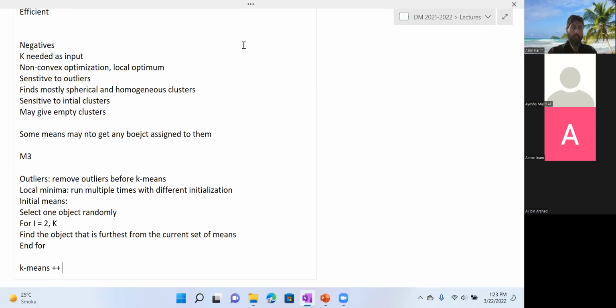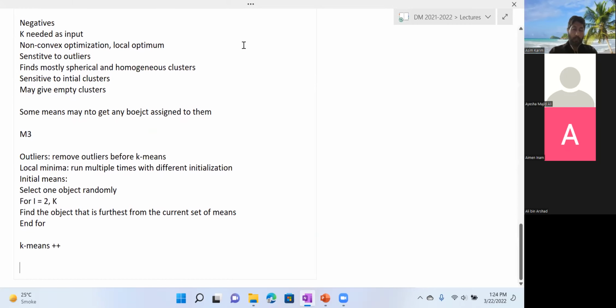There are some other techniques here as well, but I think this is okay. I won't discuss those. Now, what about k as input? Remember, we said that k as an input might be a disadvantage. We don't really know the intrinsic number of clusters in a given data set.